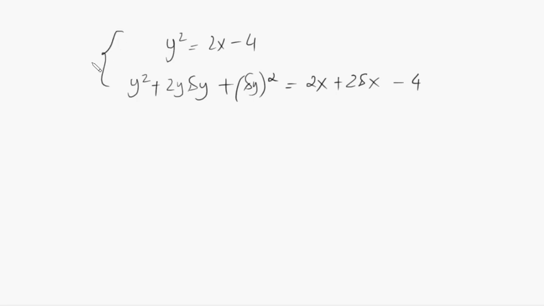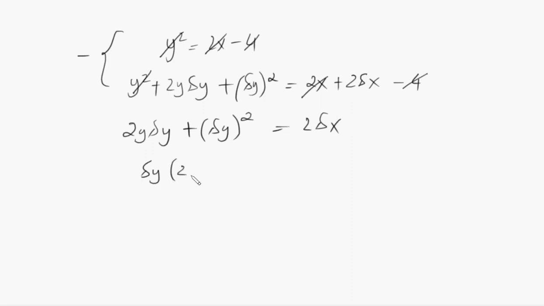Now I subtract these two equations. Take this down equation minus that one. So by subtracting them, this and this goes, this and this goes, this and this goes. So I remain with 2y delta y plus delta y squared is equal to 2 delta x. Now delta y is common here. I have it here, I have it here. I can factor it outside. So I just remain with delta y times 2y plus delta y is equal to 2 delta x.